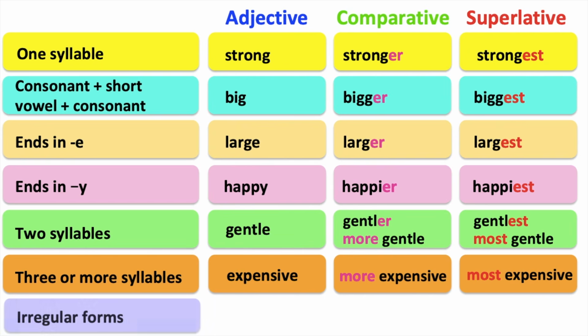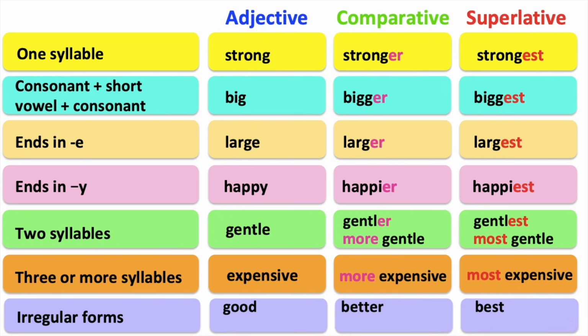Lastly, there are some irregular forms which don't follow the rules. For example, good becomes better, best. Little, less, least. Now let's go through each rule with example sentences.